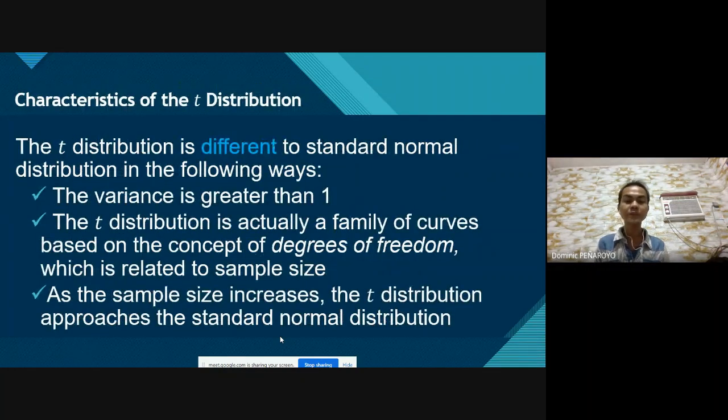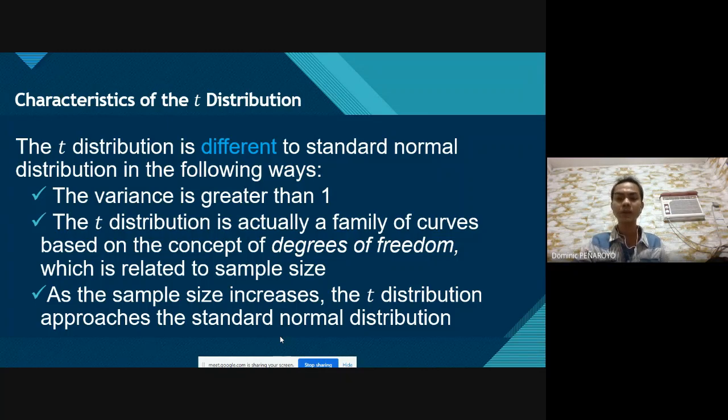Let's proceed with the differences. The t-distribution is different from the standard normal distribution in the following ways. Number one, the variance is greater than 1. Number two, the t-distribution is actually a family of curves based on the concept of degrees of freedom, which is related to sample size. Number three, as the sample size increases, the t-distribution approaches the standard normal distribution.